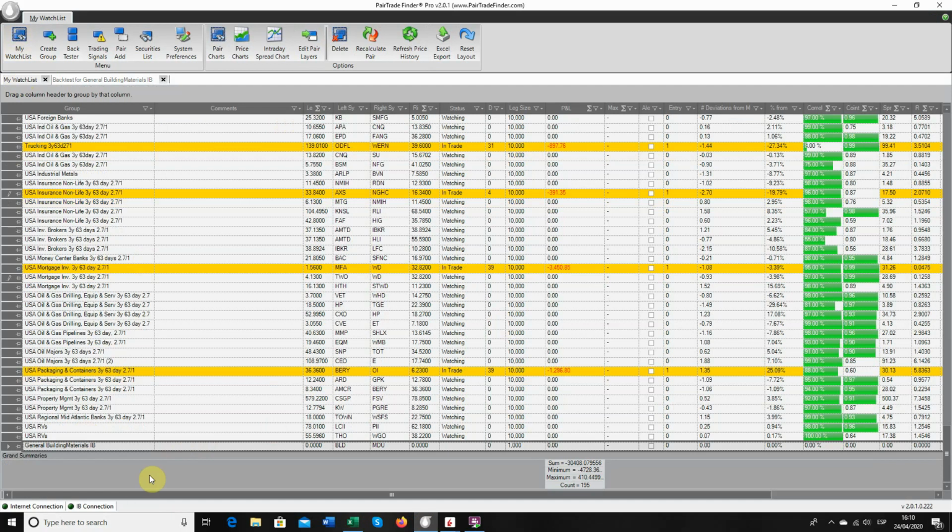And you can study it further. You can go into fundamentals. You can look at pair charts, decide if it's what you really want to trade and whether the fundamentals justify you trading it. But we're not going to do that today. I'm going to show you how we would semi-auto trade this when a trading signal comes up.